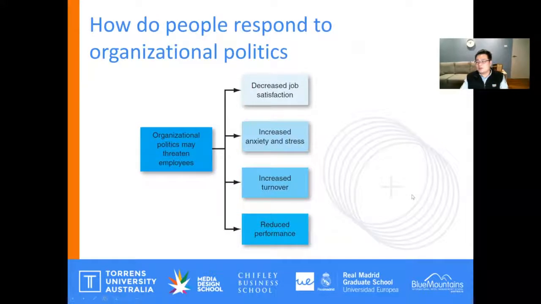Okay, the very last PPT slide is how do people respond to organizational politics? If there is too much stress and too much politics, then people might not feel very comfortable within this organization. So organizational politics may threaten employees, and then employees may decrease job satisfaction, increase anxiety and stress, and increase turnover. That means we just leave this kind of job, and reduce performance.